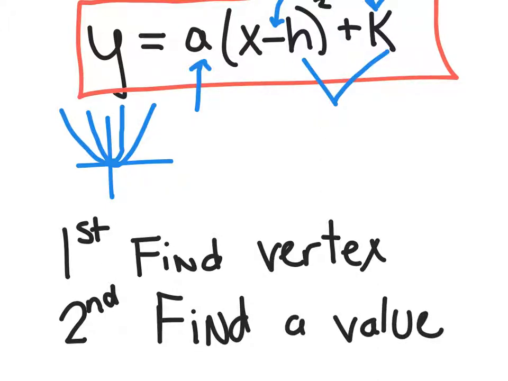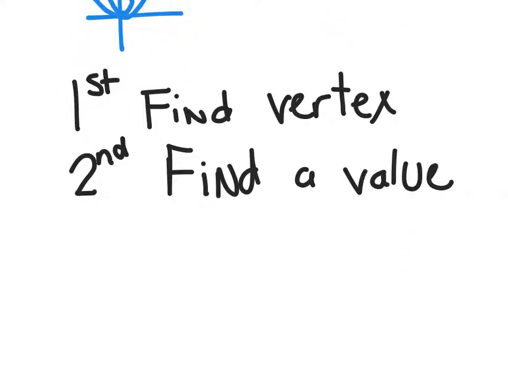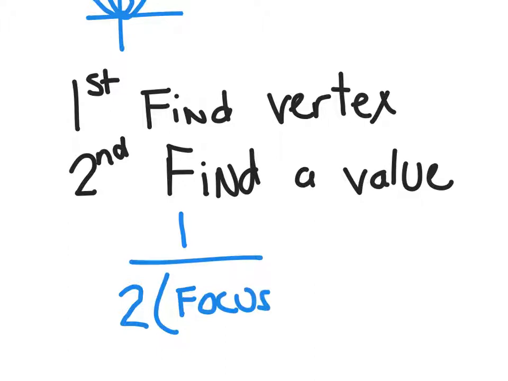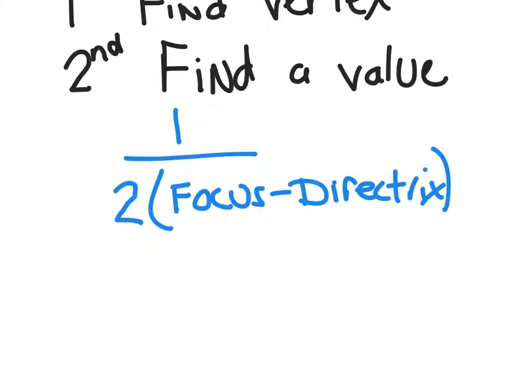Now, to do that, we do have to memorize a little formula. So here's how you find the a value. It is 1 over 2 times the focus minus the directrix. Okay, 1 over 2 times the focus minus the directrix. Now we have to make one other asterisk in here. You have to determine if this should be positive or negative.